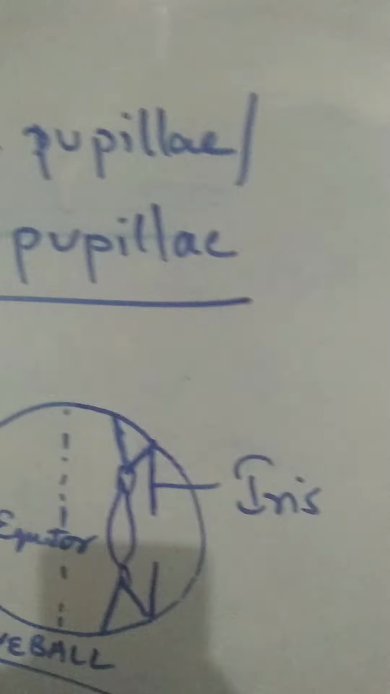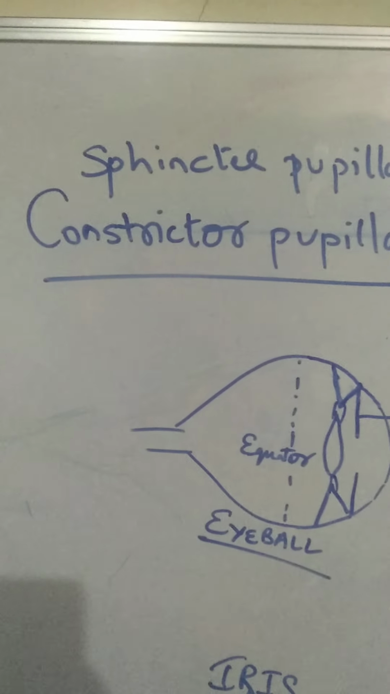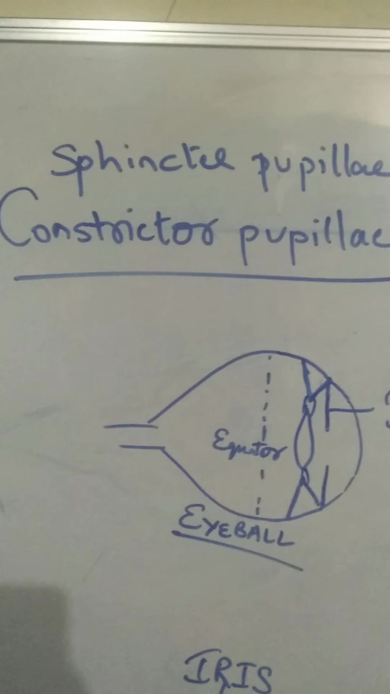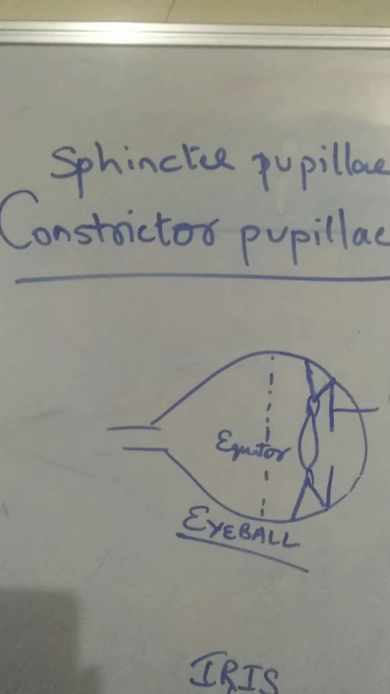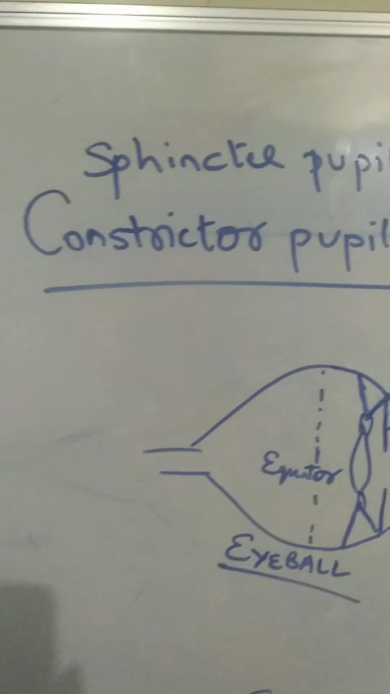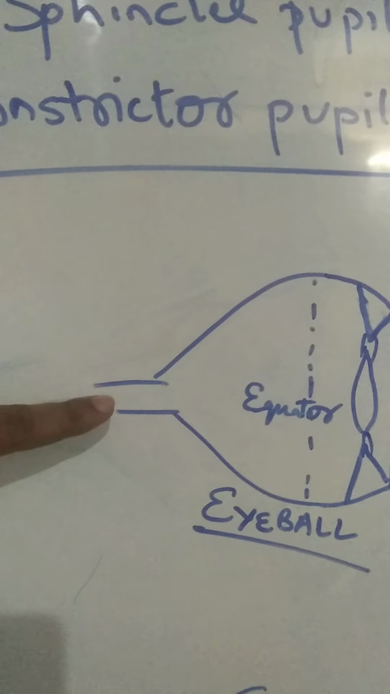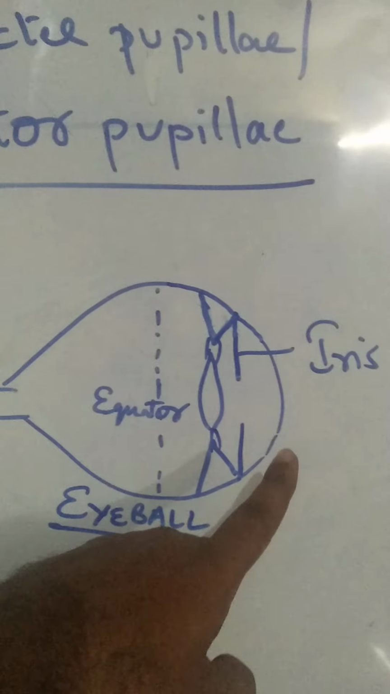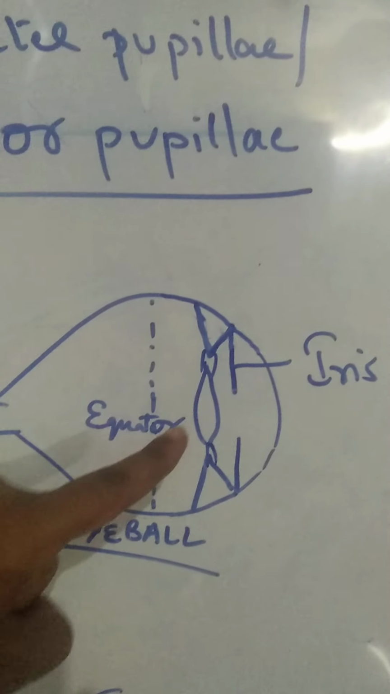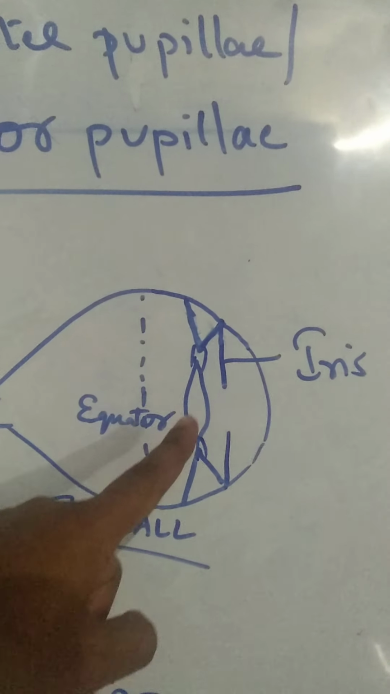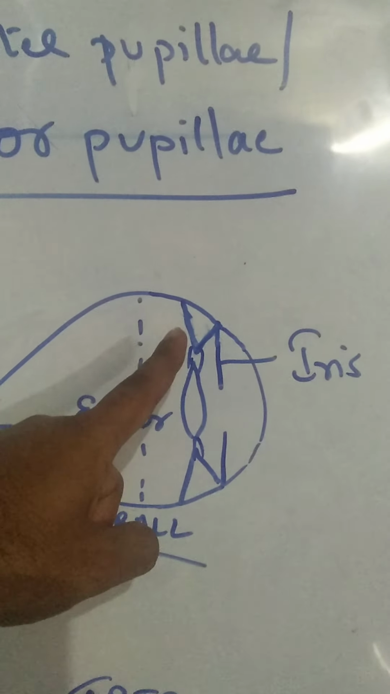So let's start with today's topic, constrictor pupillae or sphincter pupillae. This is one of the muscles of the eyeball. In the eyeball, this is the posterior part where there is an optic nerve. This is the anterior part of the eyeball where there is a cornea. Here is the lens. This is the equator of the eyeball. The lens is held by the ciliary body.